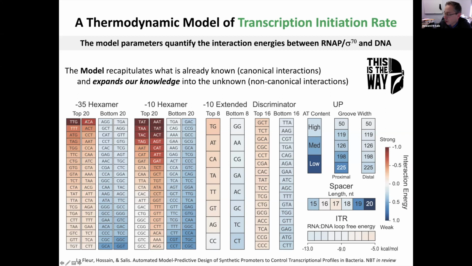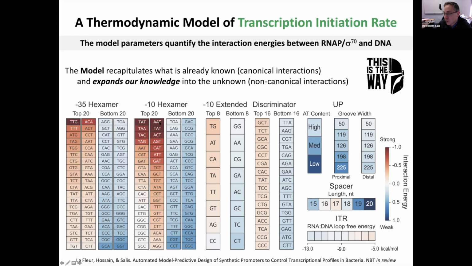And so here are the coefficients for each of the features that we included in our machine learning model. And so we do have those 256 motif sequences, and I'm showing the top 20 and bottom 20 by interaction strength. And you can see that the consensus -35 is TTGACA, and the consensus -10 is TATAAT.